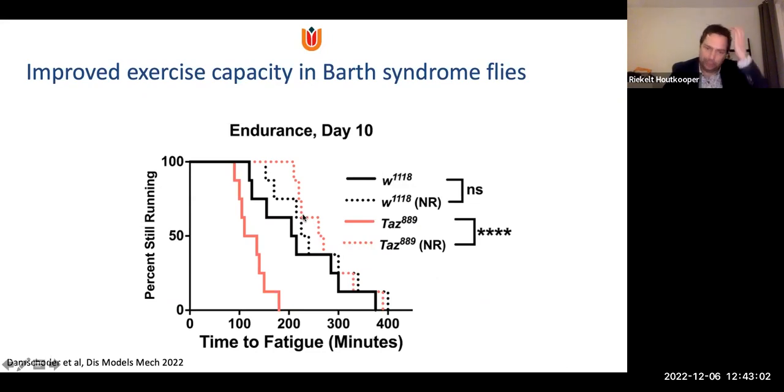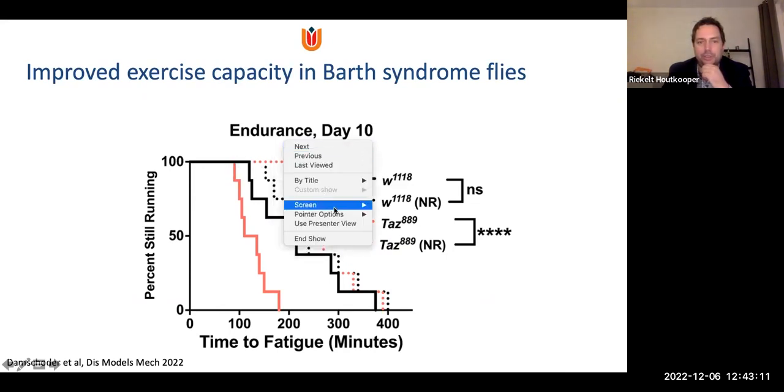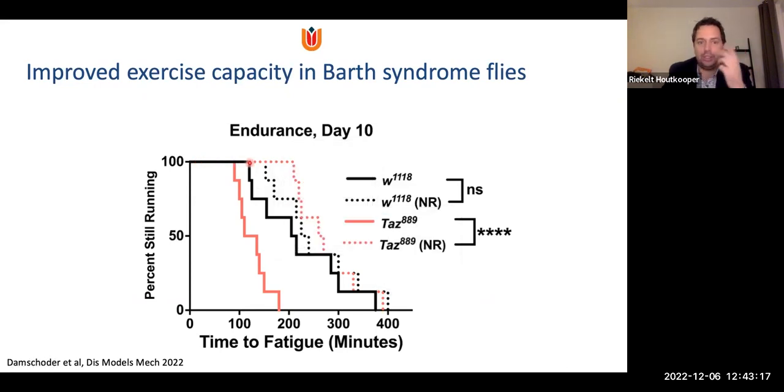I will first go to the basics. The wild type strain is the black line. You can see that at the start of the experiment, all the flies are still running around. Switch on the laser pointer again. At the start of the experiment, all the flies are running. They go back up in the tube, and then slowly they become tired. After 300 minutes, roughly 350 minutes, all the wild type flies are exhausted. The flies with Barth syndrome, the tafazzin mutation, become fatigued already after 150 to 200 minutes. So there's really a 50% reduction in their exercise capacity.